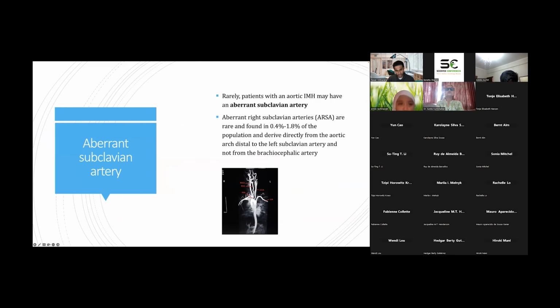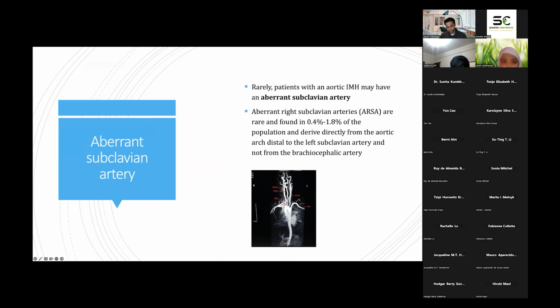This is from a real patient, not our patient. It's a different patient, where you can see the contrast in the aortic arch. On the left-hand side, the subclavian artery branches directly from the arch, but on the right side, instead of branching from the brachiocephalic trunk, it branches directly from the aortic arch. Now, let's move on to the case presentation.